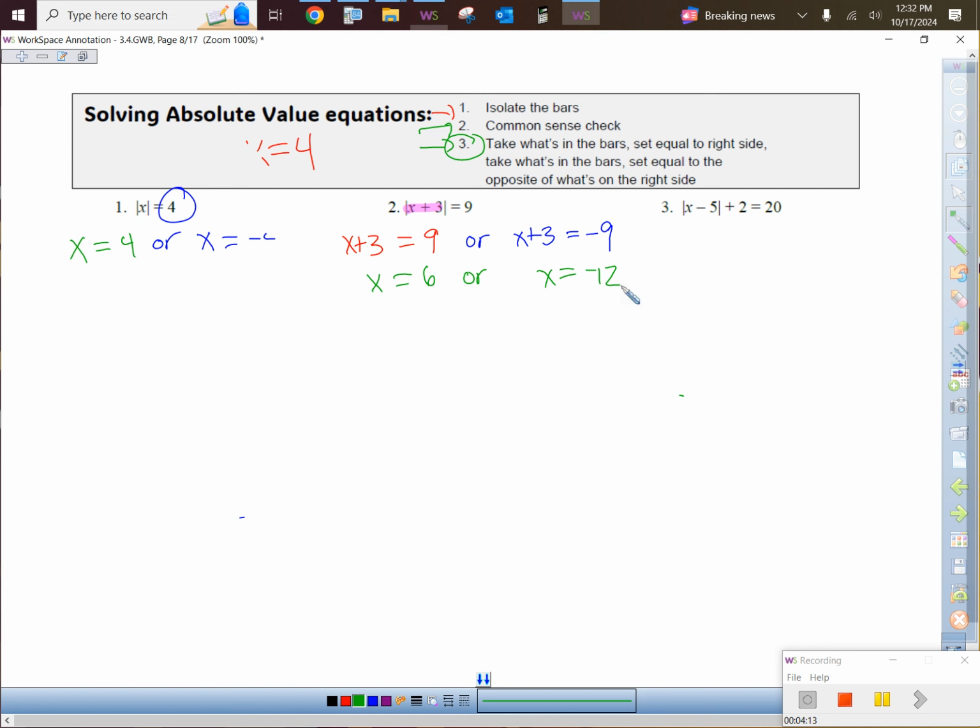Yep. If I put -12 in there, what's -12 plus 3? It's -9. But when you take its absolute value, do you get 9 back in that case? So there's 2 answers to this guy.